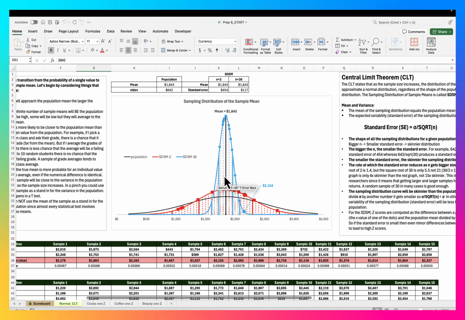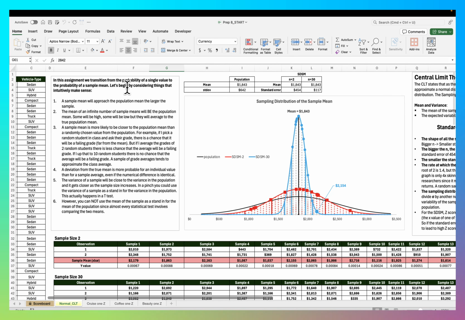So now let's get into some actual theory over here. And this theory is going to be really important because the multiple choice questions are directly based upon it. So in this assignment, we transitioned from the probability of a single value to the probability of a sample mean. Let's begin by considering things that intuitively make sense. A sample mean will approach the population mean the larger the sample.